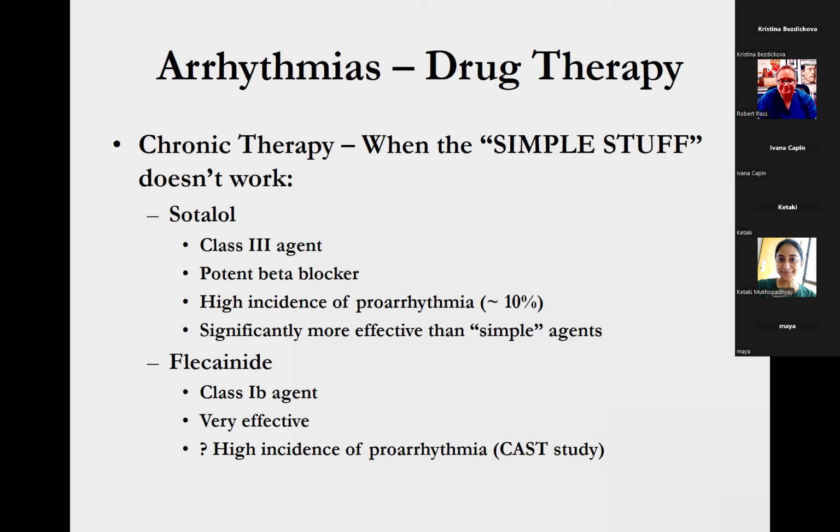The other commonly used agent is flecainide, which is a class 1B agent, which is a form of sodium channel blocker. It's also a very, very effective agent, particularly useful for automatic arrhythmias such as ectopic atrial tachycardia.